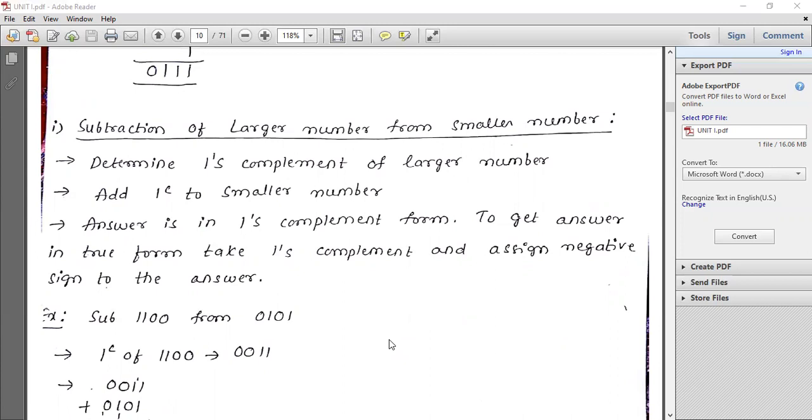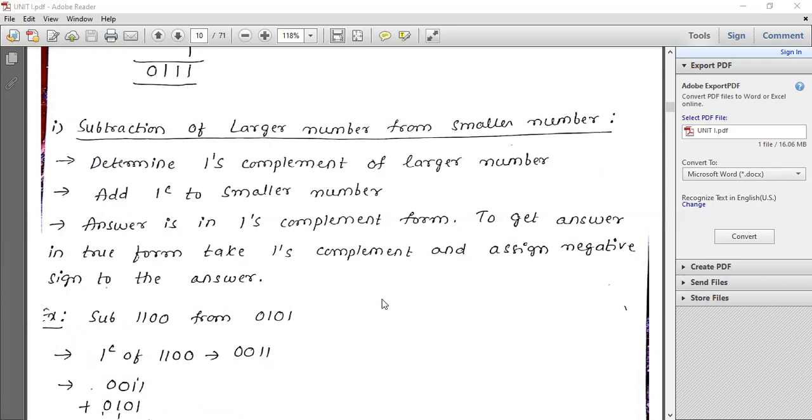Why? Because when a larger number is subtracted from a smaller number, generally we would need a borrow. But in addition there is no concept of borrow; we have only carry. So it is clear that in the third step there will not be any carry generated. You will have only the final result after adding the 1's complement of the larger number and the smaller number.